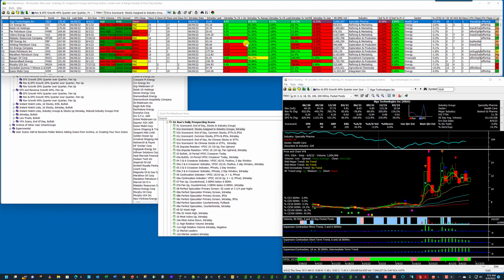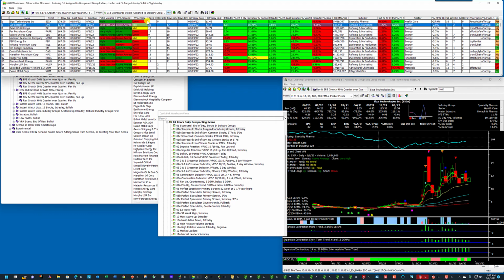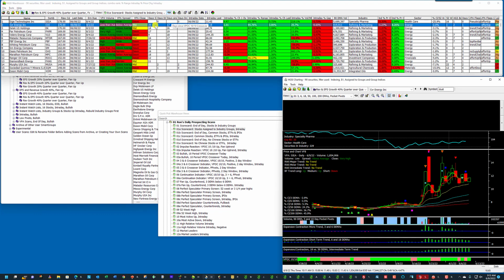And I'm sure you're asking, how can I find these before they go? Well, what you do is you look for VPOC and moving average crossovers. If you look at these two columns right here, this is the days since the 3 crossed the 6, and this is the days since the volume point of control turned positive. And let's just look at CVI here.